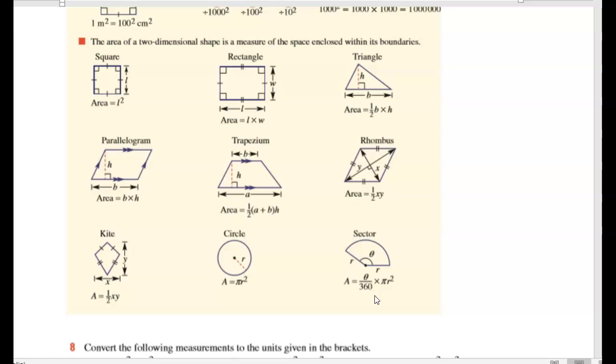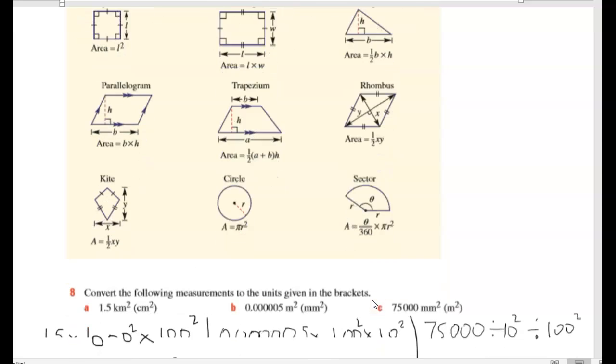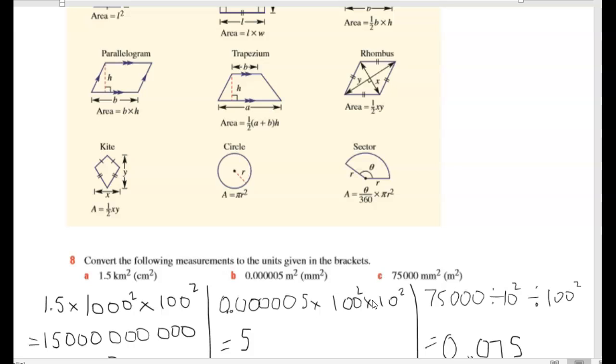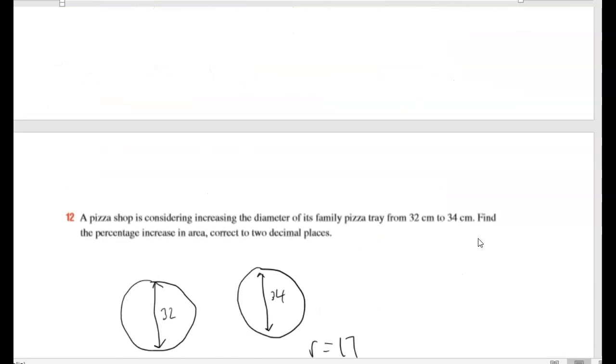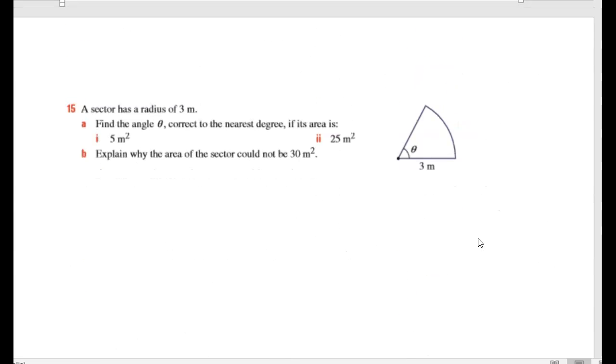Theta on 360 times pi r squared. So remember the theta on 360 tells you the portion of the circle that you want, and then the pi r squared comes from the area of a circle. Okay, so let's scroll back down. All right, so 15a part I. So the area of a sector is theta over 360 times pi r squared.